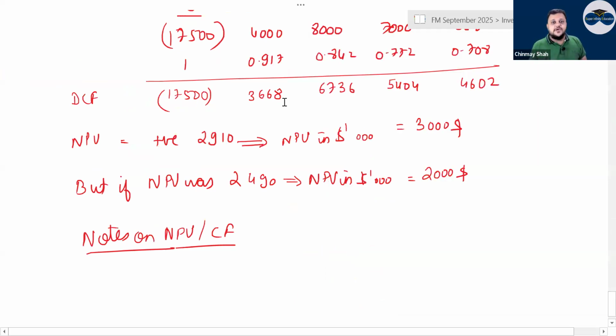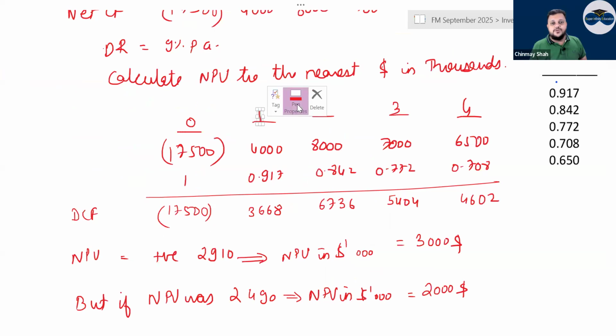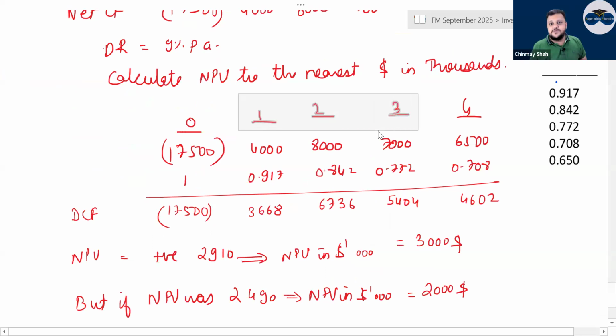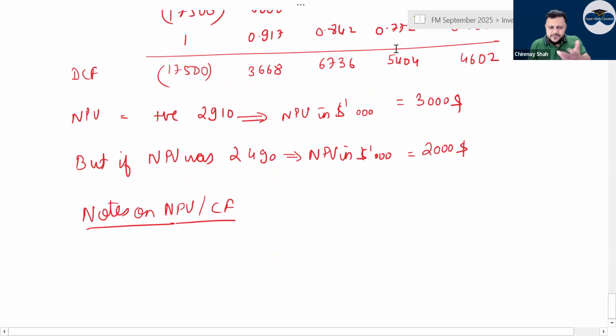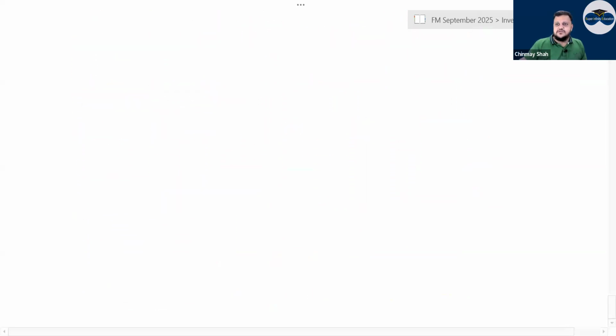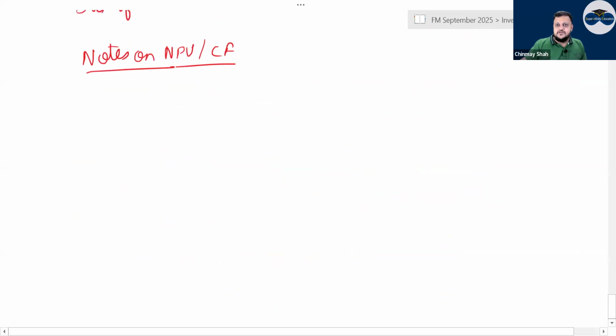Whenever I write 1, 2, 3, 4, 5, the assumption is that you receive 4,000 at the end of the first year, you receive 2,000 at the end of the second year, and you receive 7,000 at the end of the third year. First write down the notes. I have 3-4 notes to write.